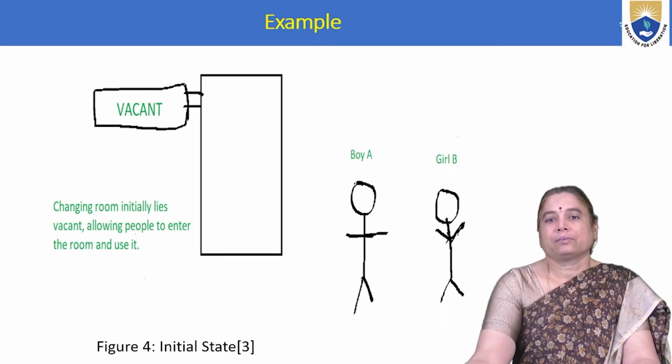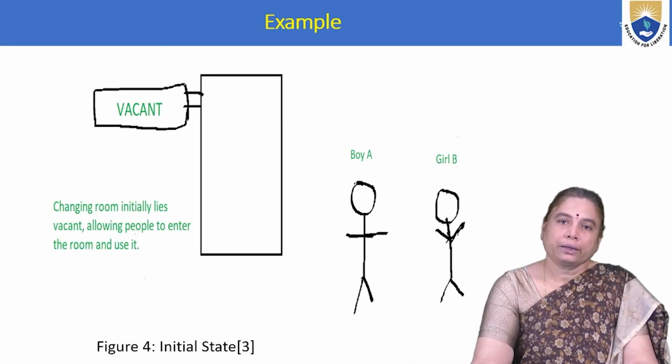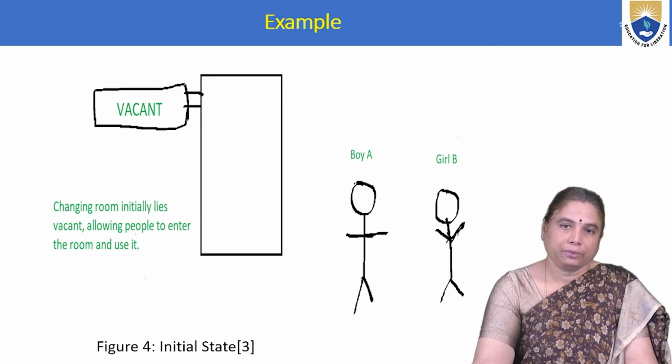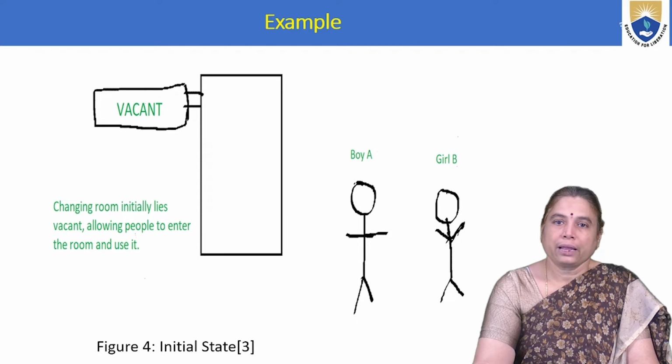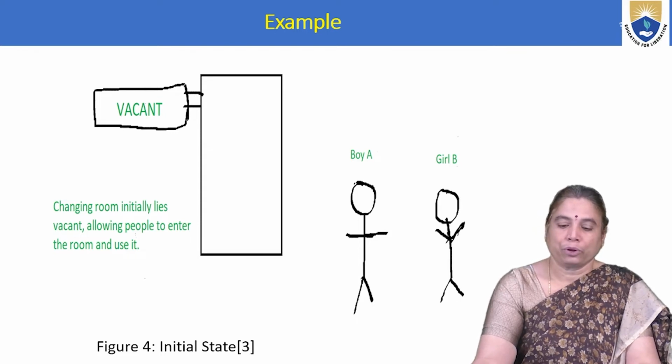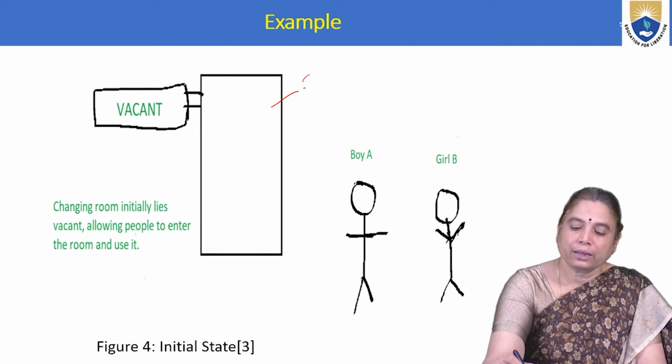We can discuss mutual exclusion and the critical section with one example. Consider a trial room in a shopping mall as the example. The trial room is the critical section.